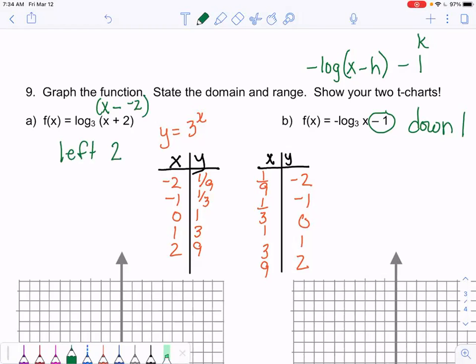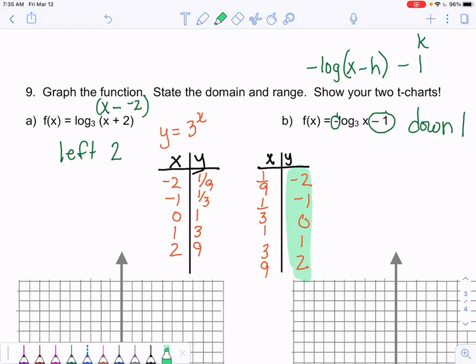Good question to ask. All right, so we know this graph is going to move down 1. We're going to do that part in a minute. But there's also a minus sign in front of the log. That minus sign is saying you're supposed to take your log and make it negative. Well, the function is the y. So in your t-chart, we need to make all of those y values negative. So I'm going to do that before I graph.